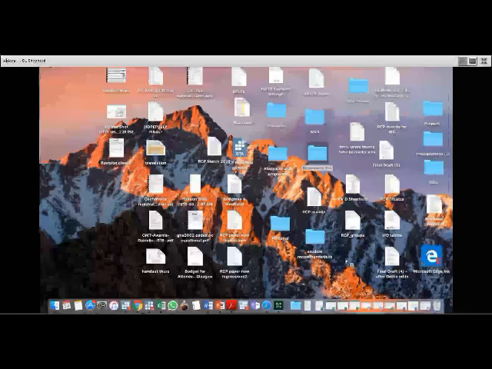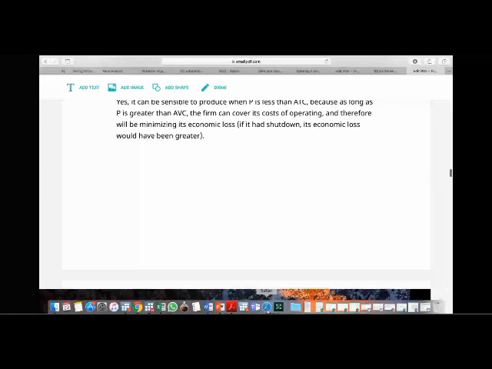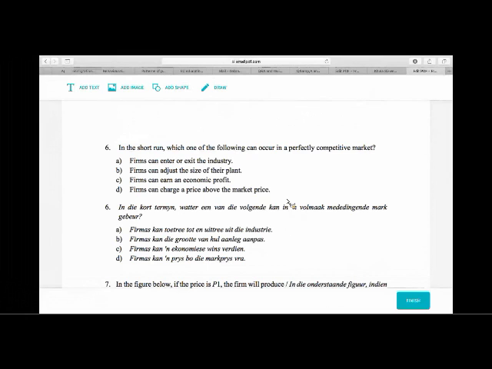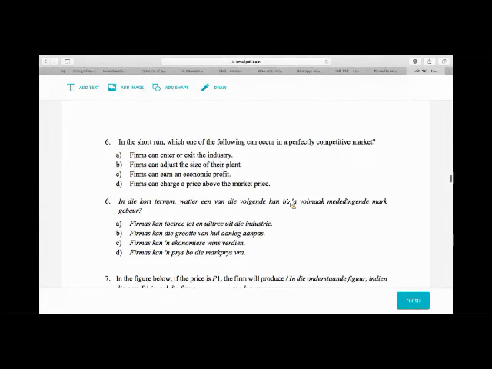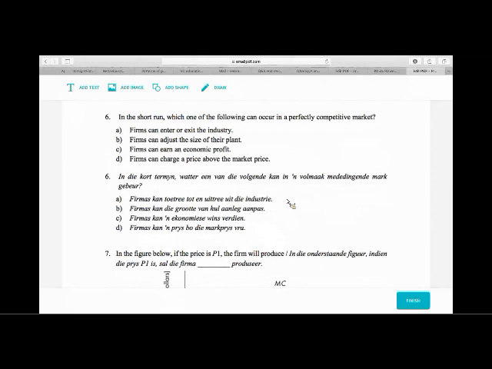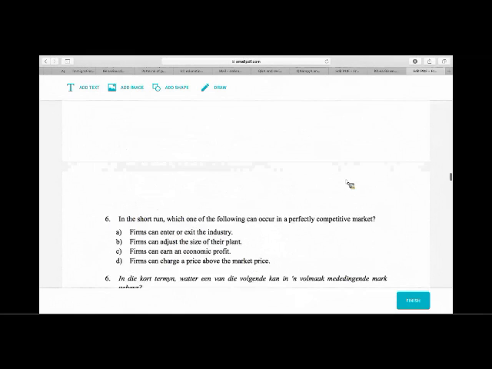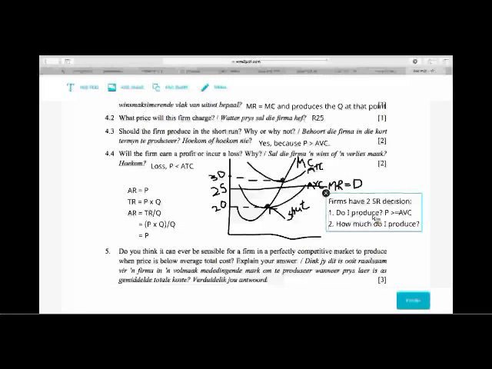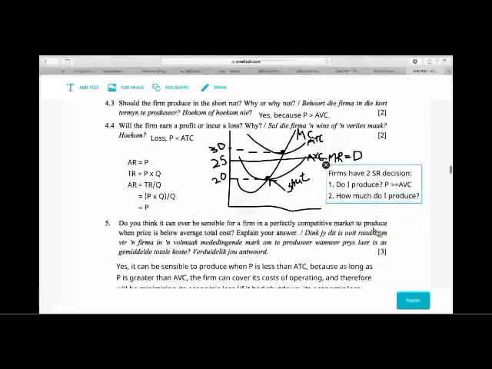So question 6 talks about the short run. Essentially, there are short run decisions and there are long run decisions. Short run decisions are these two. Do I produce, which is the decision to shut down or not? And if I produce, how much? So the short run has to do with whether you produce or not.